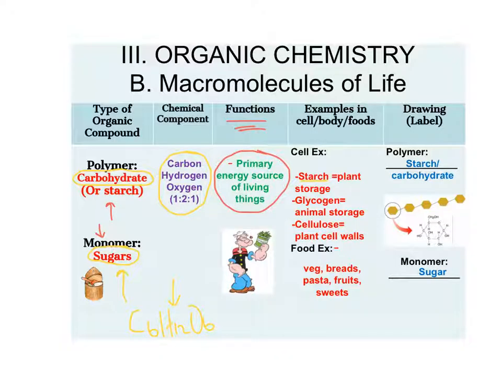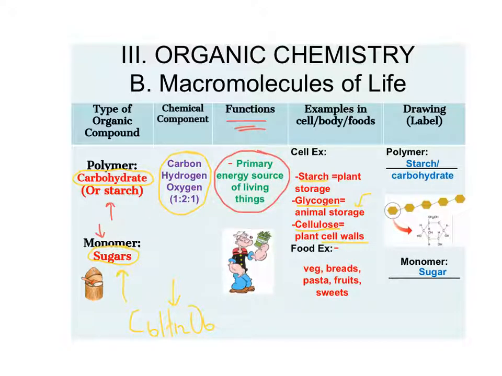Energy storage for plants. That's why potatoes and French fries are very high in starch. Glycogen, that's how we animals, other than fat, store our energy. And then there's also cellulose, and that's what makes up the plant's cell walls. That's what makes up most of the plant, just for its structure.